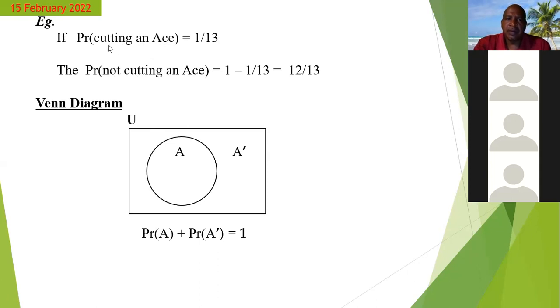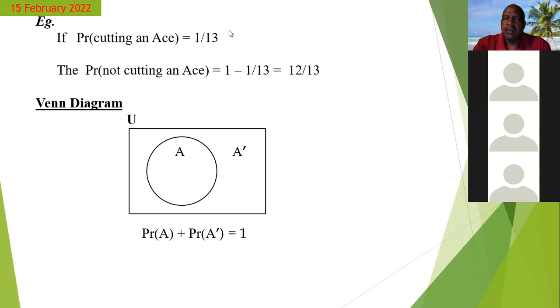So if we know the probability of getting an ace is 1 out of 13, then what would be the probability of not getting an ace? So here, again, we know that the probability of both of them, when you sum them, you should get 1. So therefore, the probability of not getting an ace would be 1 minus the probability of getting an ace, which is 1 minus 1 over 13.